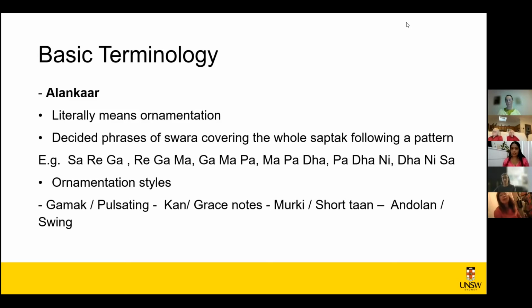That is what Alankar literally does, and they are decided phrases of swaras, the notations, covering the whole saptak. For example, as you can see on the screen, this Alankar is sa re ga, re ga ma, ga ma pa, ma pa dha, pa dha ni, dha ni sa. These are phrases, so sa re ga, re ga ma, these are different phrases. When all these phrases come together, covering the whole saptak, they are sung in a pattern. So there has to be a pattern. In this Alankar, can anyone answer what's the pattern that you can see? Some good volunteer who can tell what's the pattern being followed. Let's make it interactive.